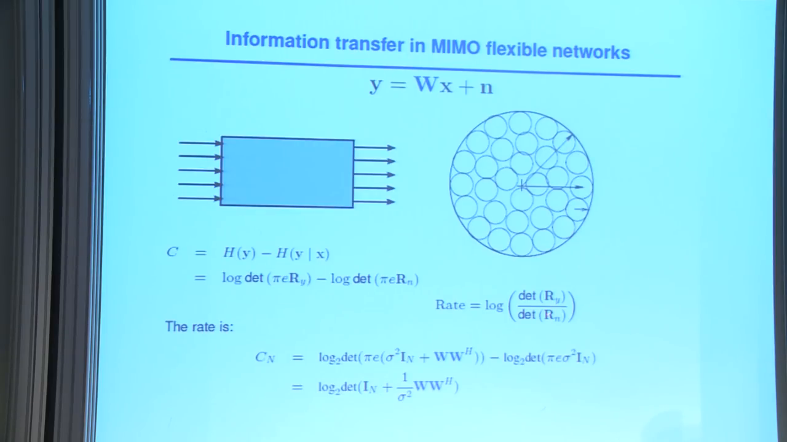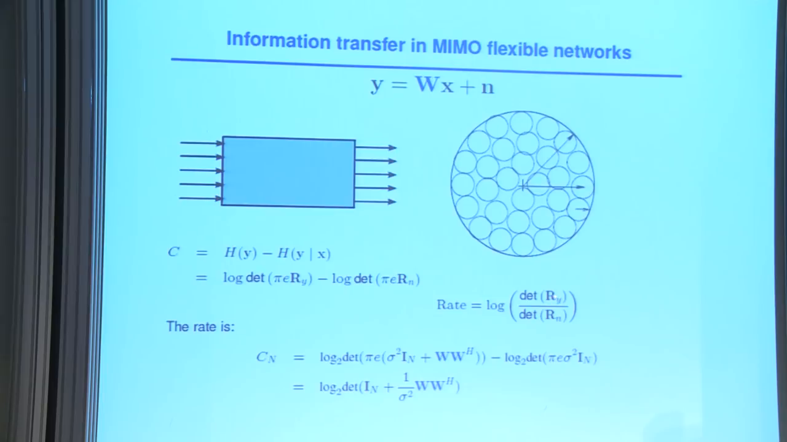Well, it's the covariance. What is the volume? It's proportional to the determinant of the covariance. So the volume of the big sphere is proportional to the determinant of Ry. The volume of the little sphere is proportional to the determinant of Rn. How many little spheres I can pack in the big sphere is the ratio. What is the rate? It's the log. And of course, both formulas are the same.